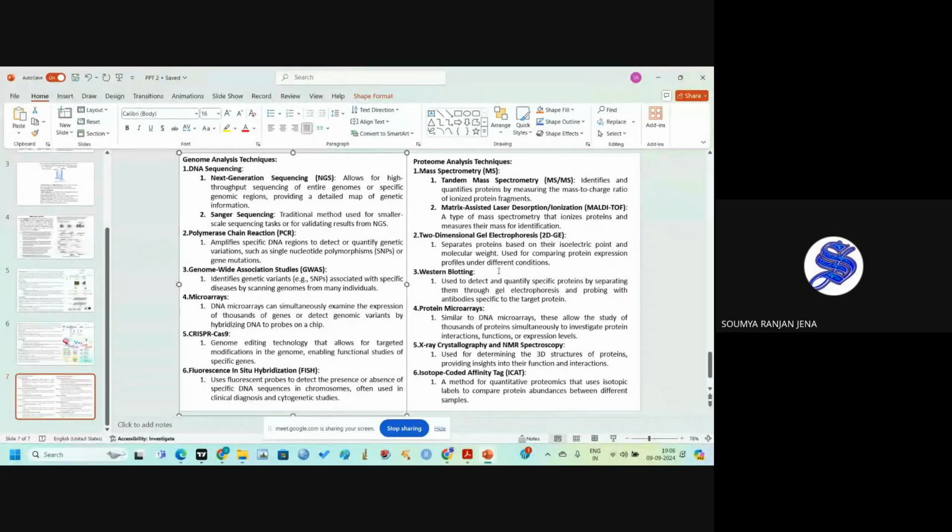Then the next technique is Western blotting. This technique is used to detect and quantify specific proteins by separating them through gel electrophoresis and probing with antibodies specific to the target protein. Here in Western blotting, everyone knows the HIV test.